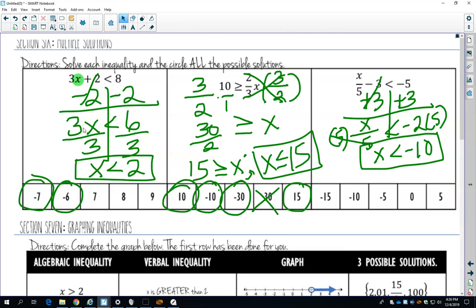So now, this time we're not going to include negative 10 because it's not less than or equal to, it's just less than. That would be if it was less than or equal to, but it's not. We're only going to include here negative 15. All of these others are larger than negative 10.